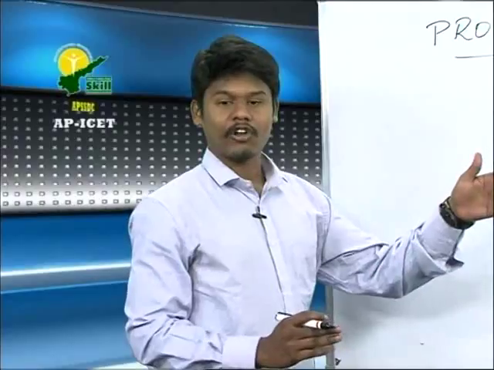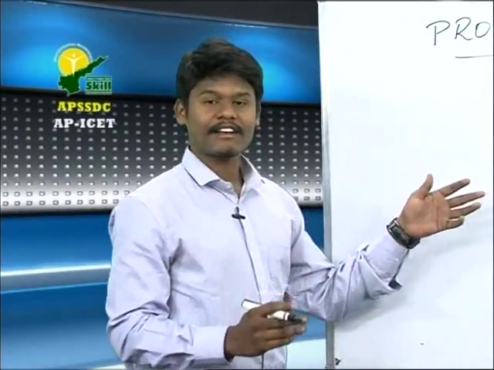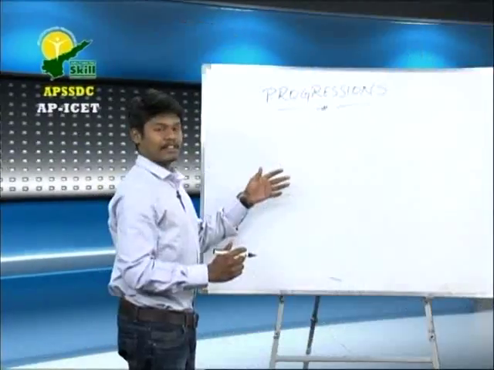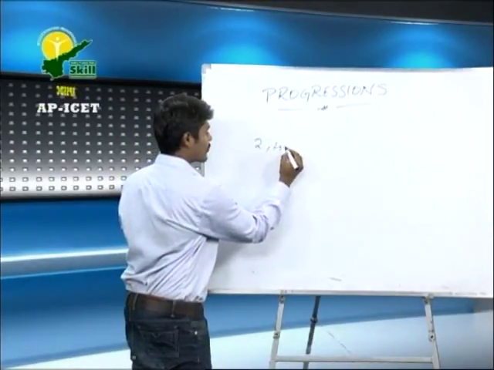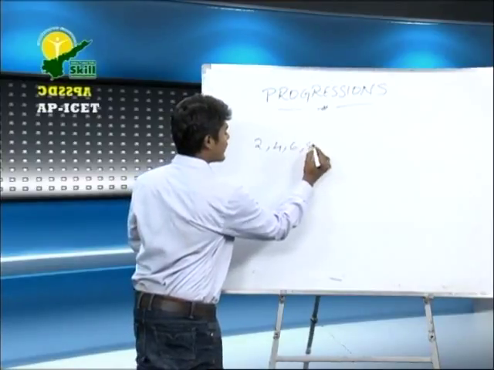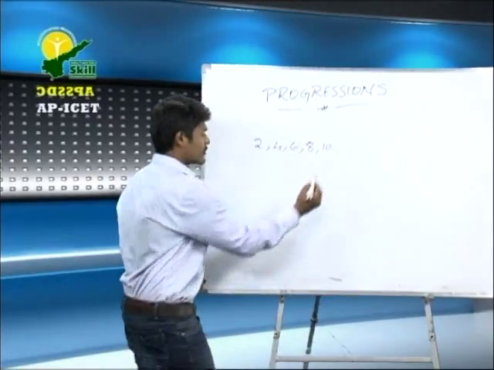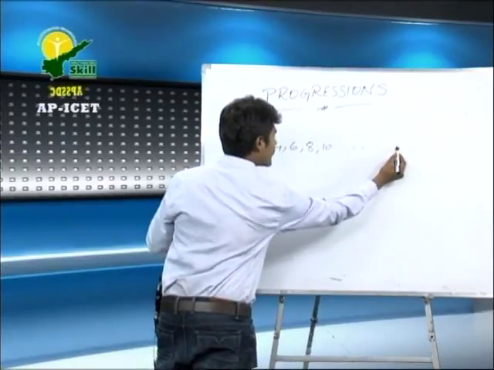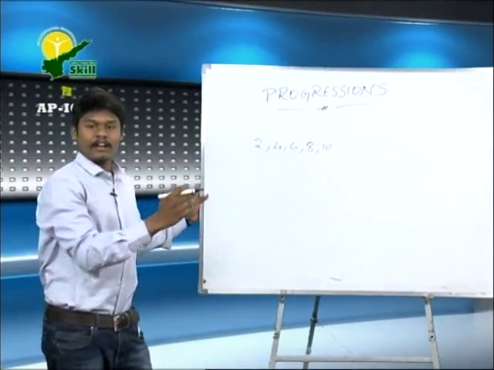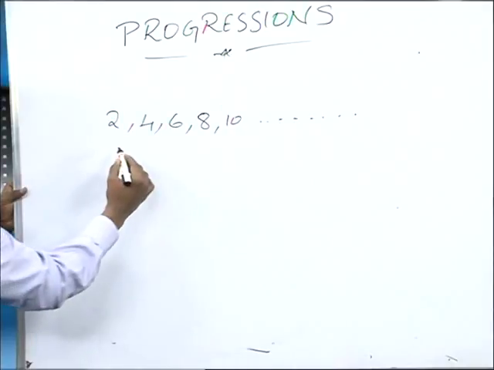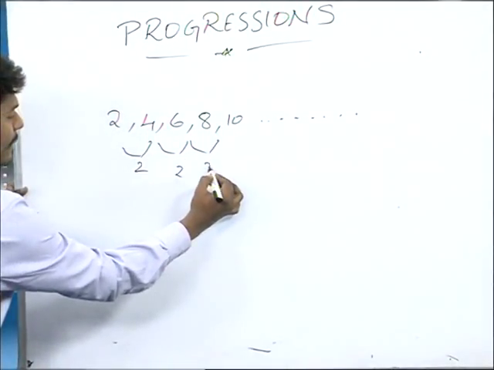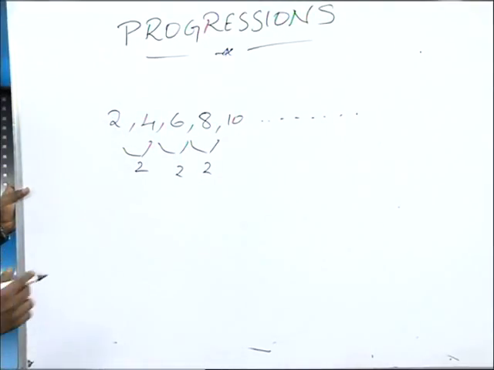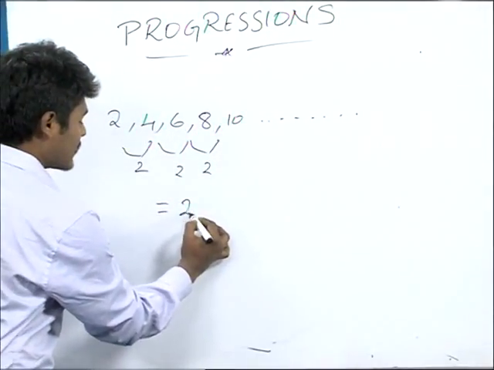Progressions are a series of terms. They follow a pattern. For example, look at this example: 2, 4, 6, 8, 10. Observe this trend. To every term, 2 is added each time. Here 2 is the common difference.